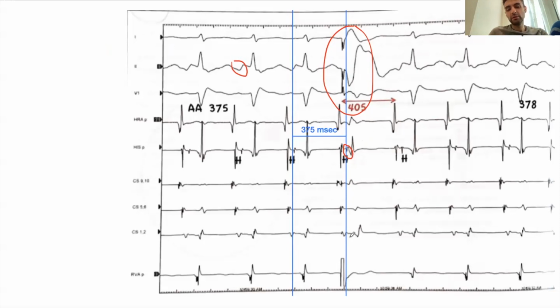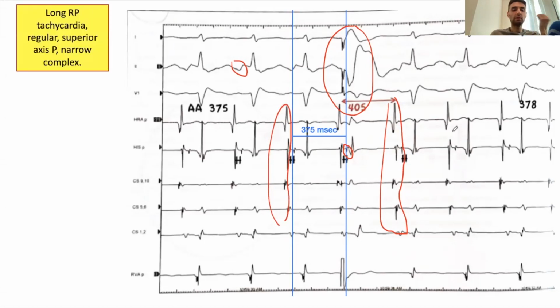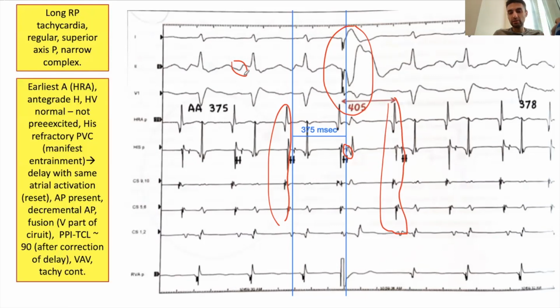And then what that stimulus did to the tachycardia is that the next subsequent A is delayed to 405 with similar atrial activation sequence, being earliest at the proximal CS. So that's your atrial activation sequence here. It's very similar, so it did not change your atrial activation, and then the tachycardia continued. So what we learned so far is long RP tachycardia, regular, superior axis P wave because it's negative in lead 2, narrow complex tachycardia, earliest is at the HRA, not proximal CS. There's antegrade His. HV is normal during tachycardia, so it's not a bundle-sided tachycardia. It's a His refractory PVC.